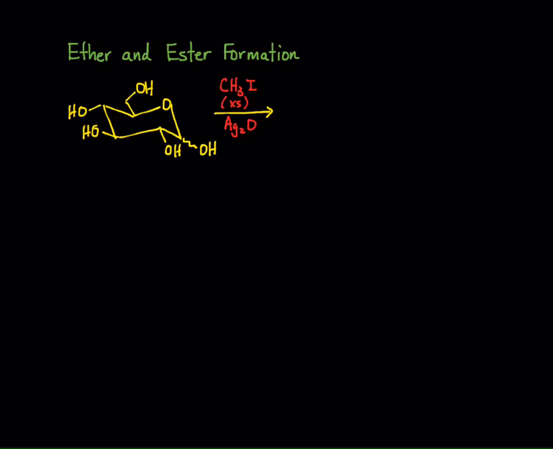We use silver oxide as our base, and the silver oxide will remove pretty much any of the protons on any of the OH groups. And if I have an excess amount of methyl iodide around, I can essentially get methyl ethers of all of the alcohols. And so the structure of that product, right, the OH on the anomeric carbon gets converted into a methyl ether. I get another methyl ether on C2 and on C3 and on C4. Of course, not on C5, but on C6, I can also get a methyl.